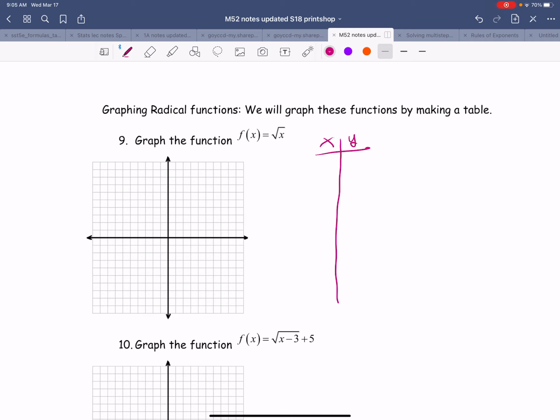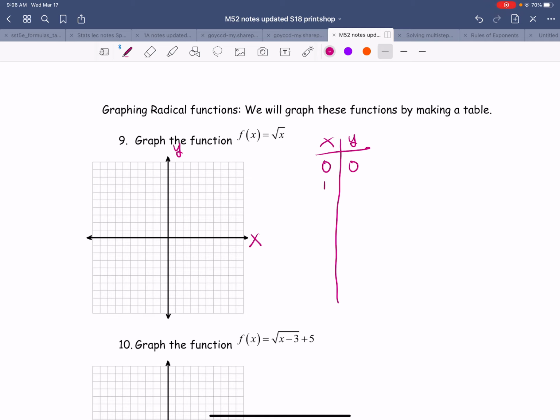I need to think about the domain. Which values of x can I use here? Which values of x are in the domain? Which values are not in the domain? So keep that in mind too. So here we know we have a square root of x. In order for this to give me a real output, because the xy plane is a real plane, I need to make sure that I don't have a negative inside the radical. Am I okay with 0? Of course. Square root of 0 is still 0.